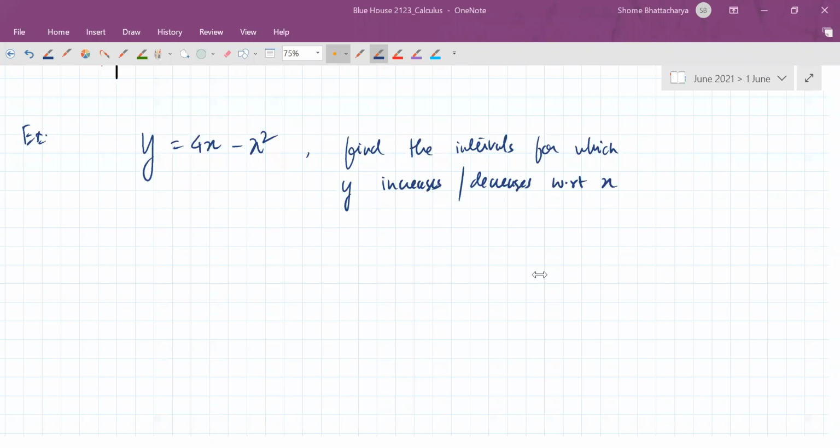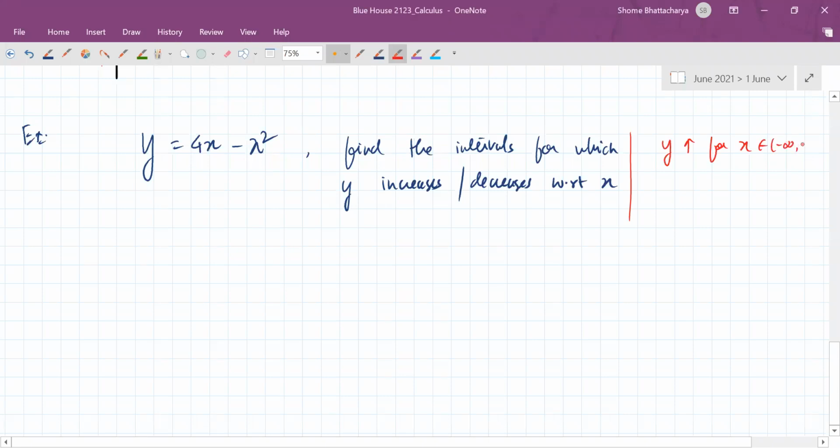Okay, so let's understand this. So first of all, the correct answers, let me give you that. y will be increasing for x belonging to the interval minus infinity to 2, and y will be decreasing for the interval 2 to infinity. Or in other words, you can just say that y increases for x less than 2, and decreases for x greater than 2.